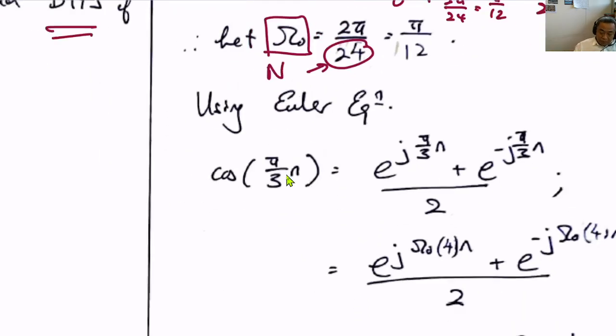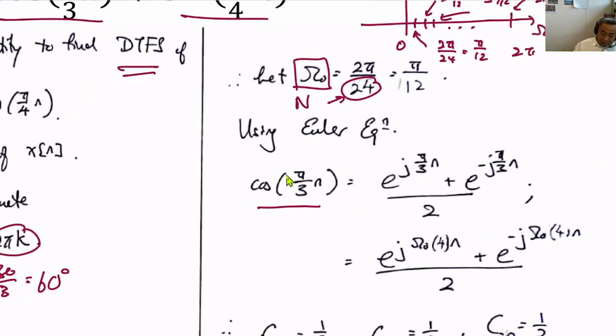Now, we then want to express cosine using complex exponential as before, and of course we immediately apply Euler's equation. But this is not enough. We want to express this with respect to omega naught. Okay, so we know that this is going to be e to the j pi over 3 n plus e to the minus j pi over 3 n, the positive and negative frequency. But the key idea is that we are going to express this in terms of k times omega naught.